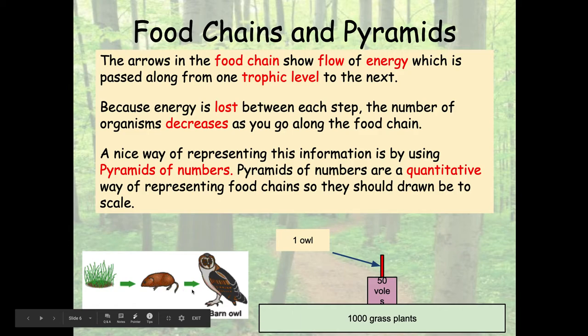There's elimination. So some of the energy that the vole takes in is used for motion, it's given off in respiration, the thermal energy. It's lost in excretion, it's lost in elimination. So some of the energy is lost and it's not available then for the barn owl.